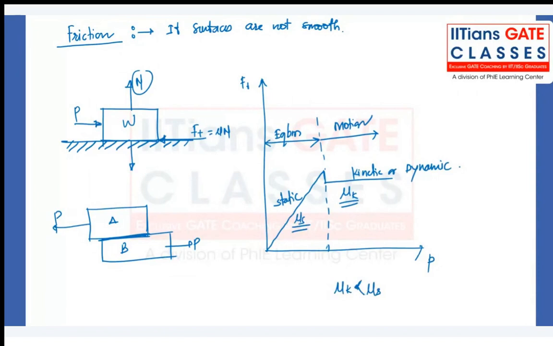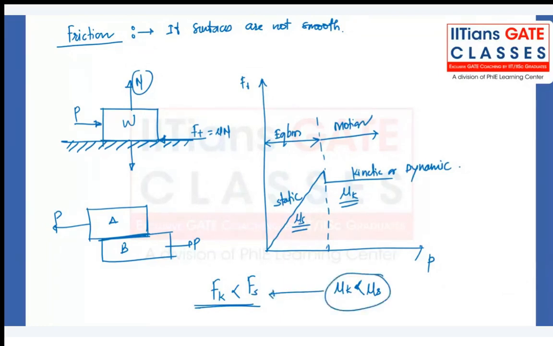Normal reaction is the same. There is a difference in mu, so there should be a difference in frictional force as well. Hence, the kinetic friction force, or the friction force when the body is in motion, is less than the frictional force when the body is at rest. Why? Because frictional force is mu times the normal reaction. Normal reaction will not change, only the mu is changing, right? So if this is different, this is also different.